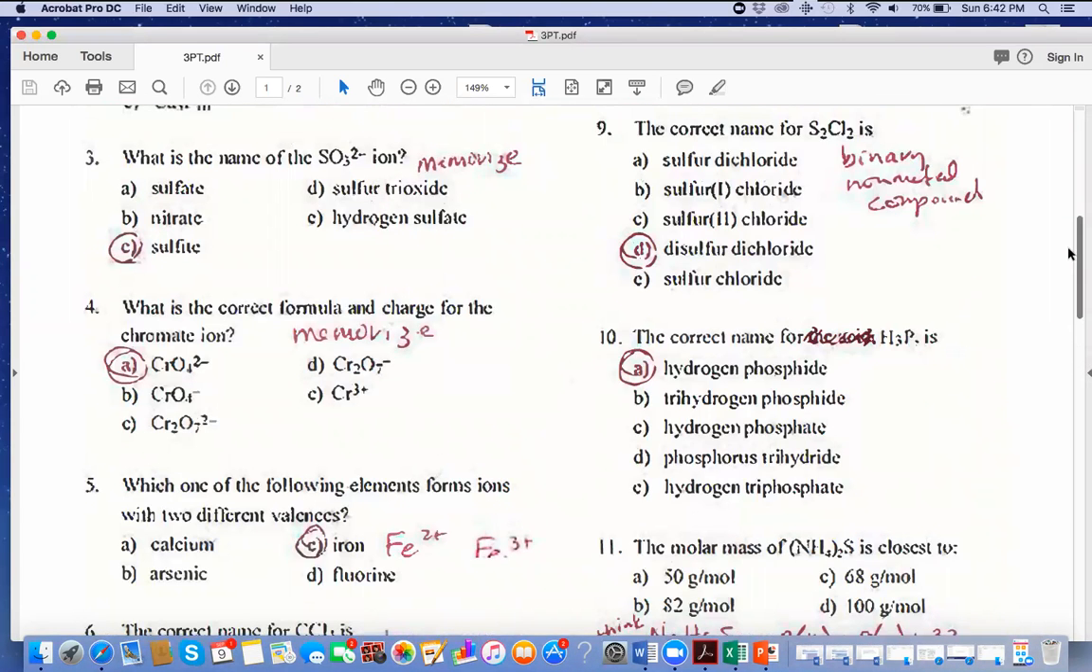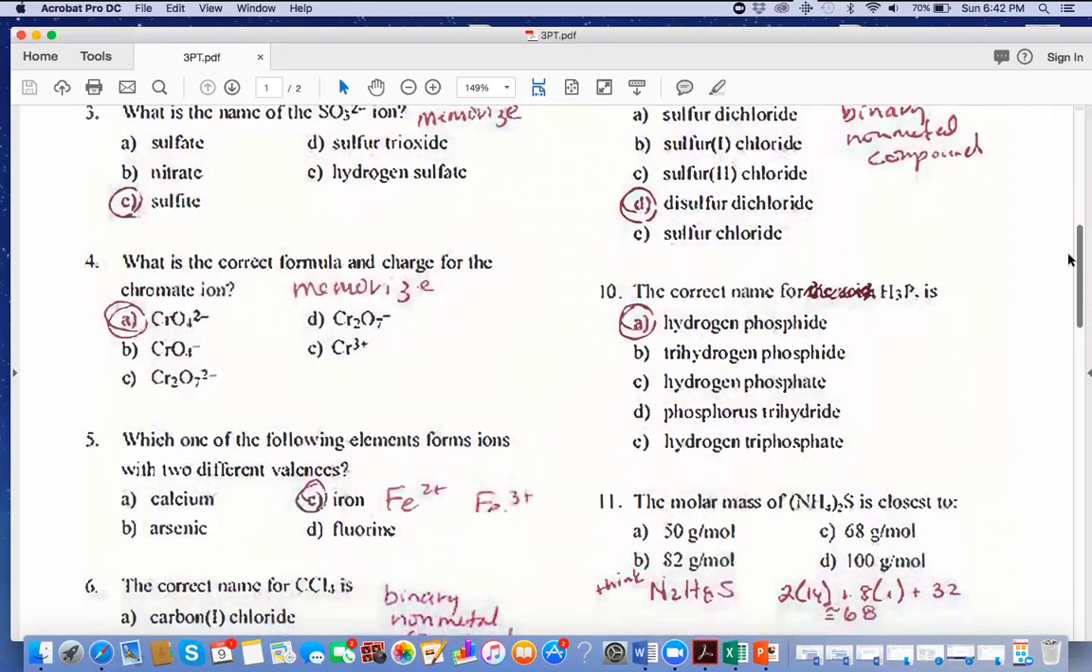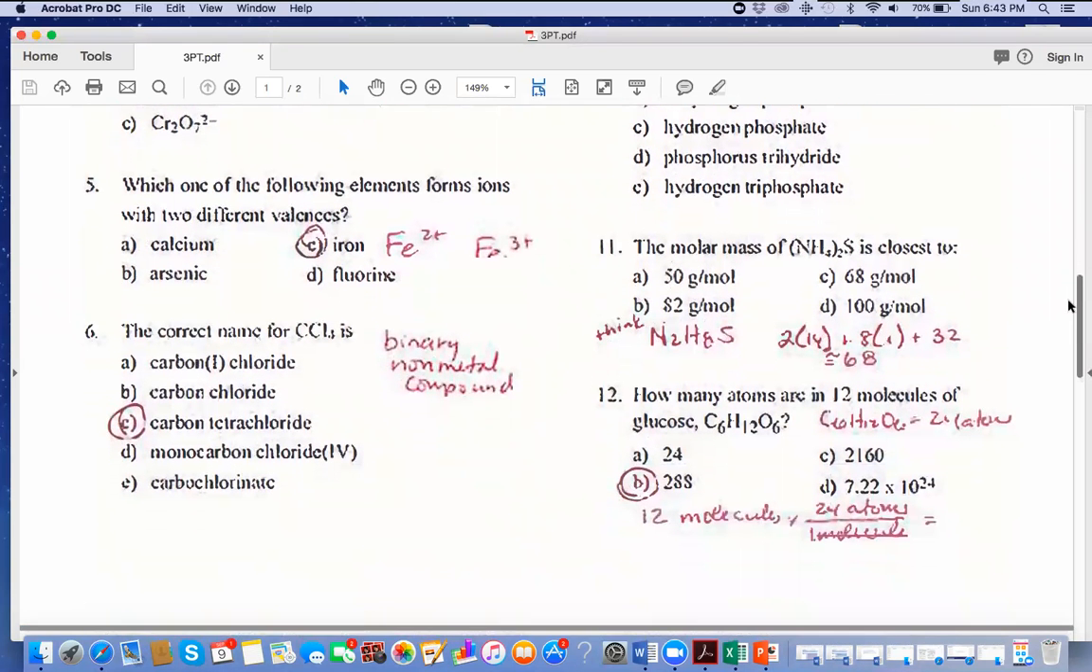Which of the following elements forms ions with two different valences? It's going to be iron. So iron forms Fe2+ and Fe3+. The correct name for CCl3 is carbon tetra. Oh, so it should be CCl4. It should be carbon tetrachloride, and that's a binary nonmetal compound.